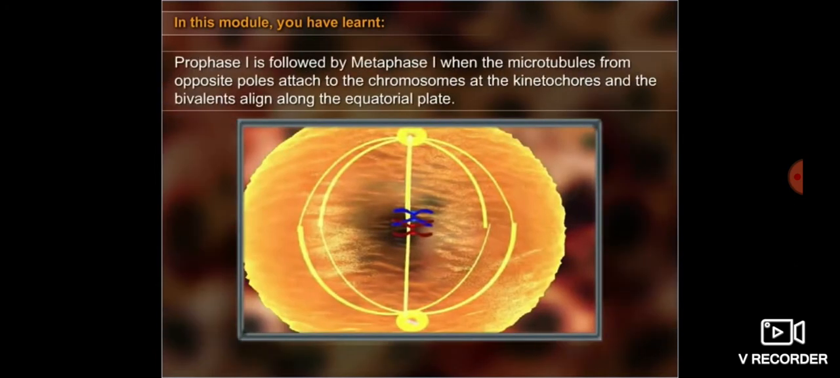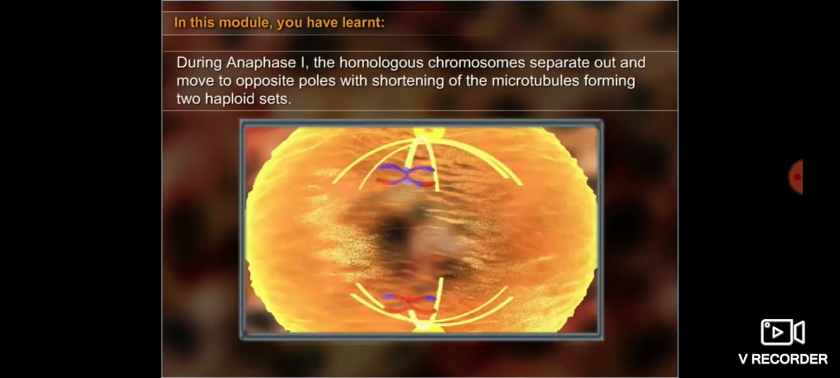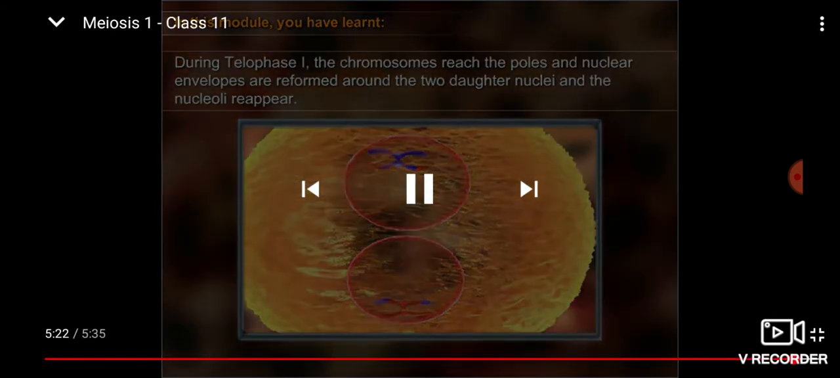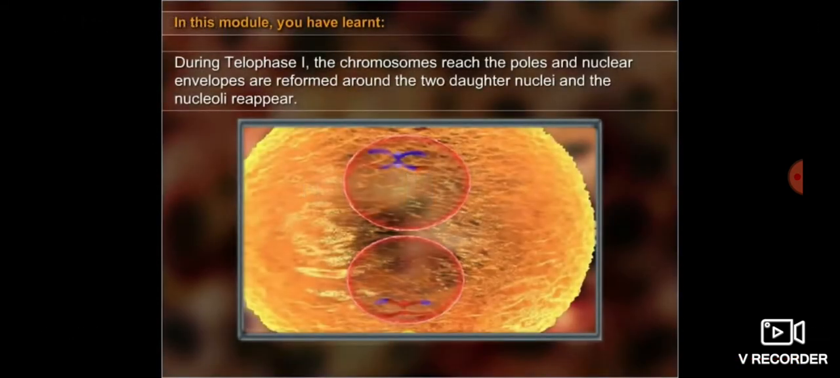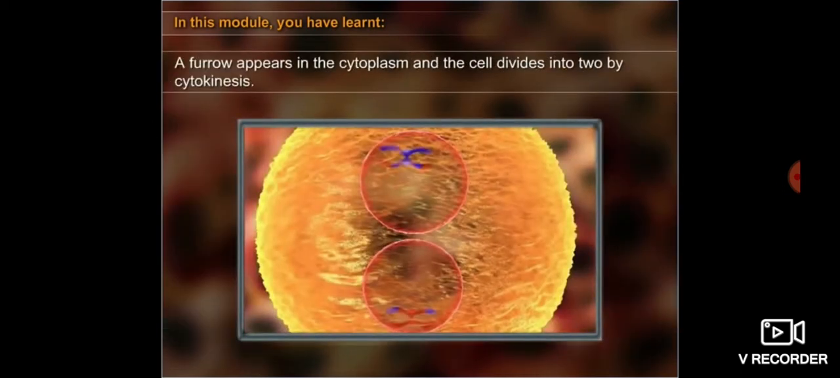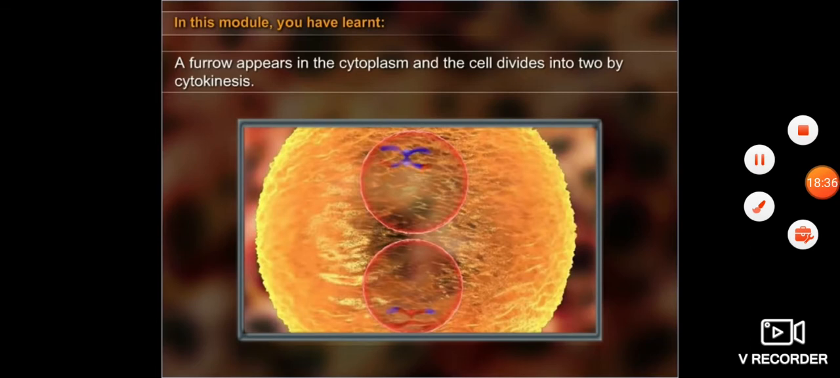Prophase I is followed by metaphase I, when the microtubules from opposite poles attach to the chromosomes at the kinetochores and the bivalents align along the equatorial plate. During anaphase I, the homologous chromosomes separate out and move to opposite poles with shortening of the microtubules, forming 2 haploid sets. During telophase I, the chromosomes reach the poles and nuclear envelopes are reformed around the 2 daughter nuclei and the nucleoli reappear. A furrow appears in the cytoplasm and the cell divides into 2 by cytokinesis.